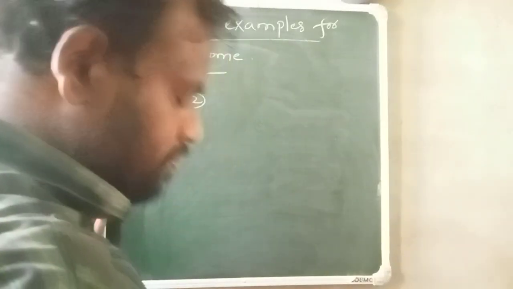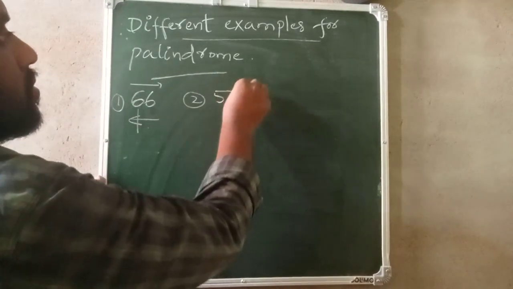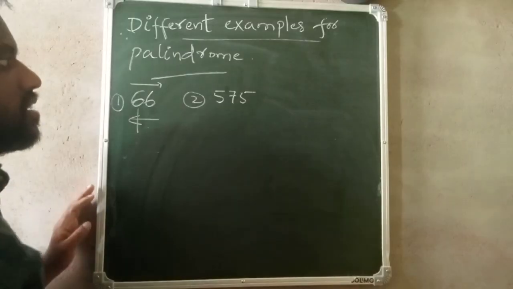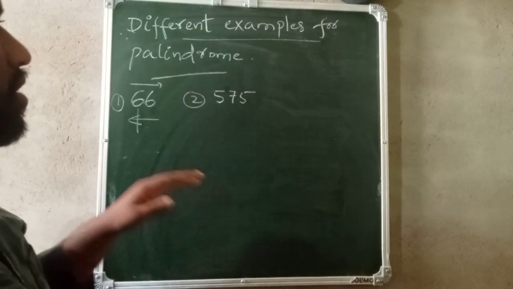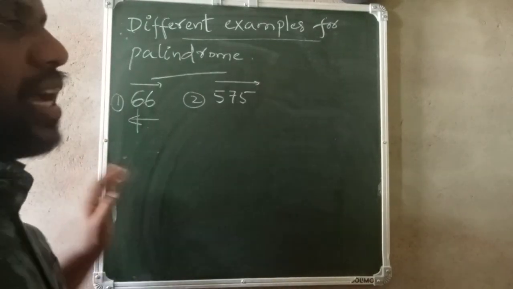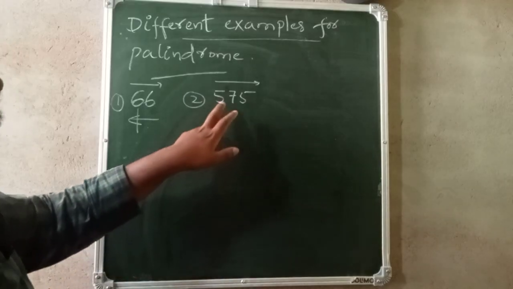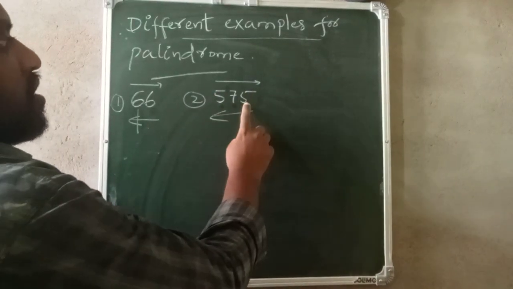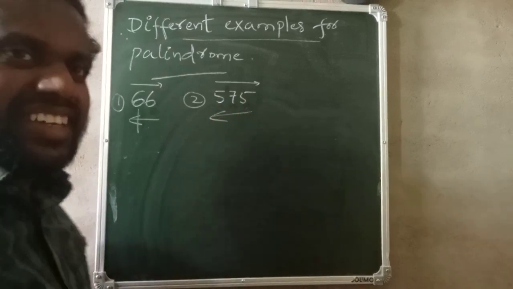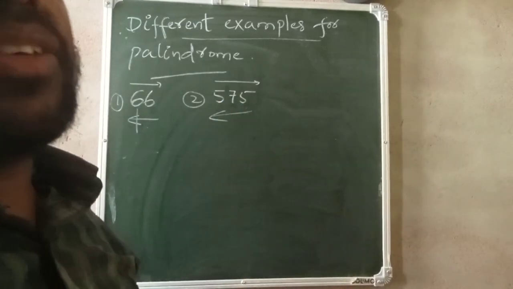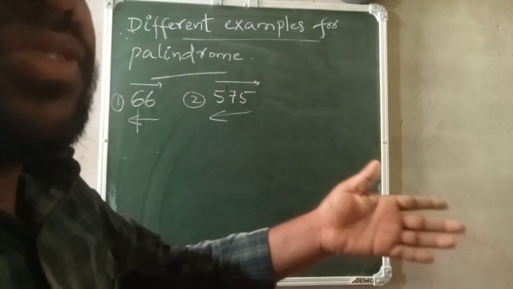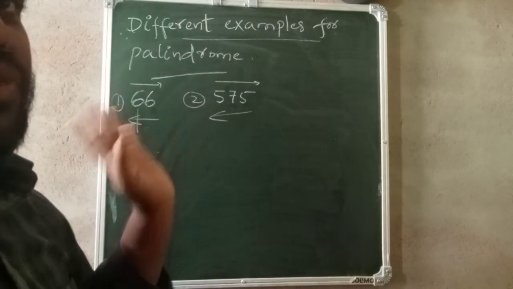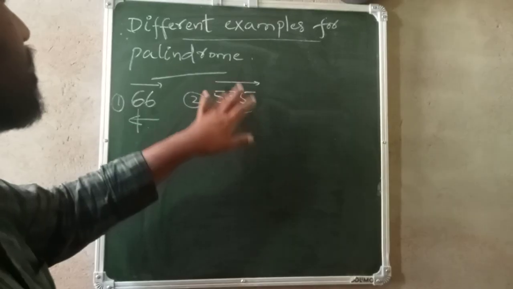The second one, number 575. If you read in this direction, from left to right, 575. If you read in this direction, 575. See, it reads the same thing. If you read like this, 575. If you read in the reverse direction, then also 575. So that's why it is a palindrome.